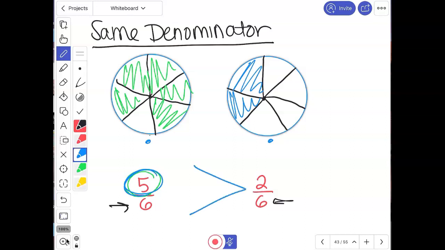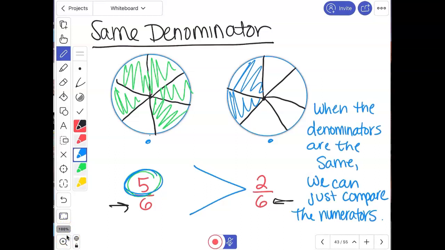So when the denominators are the same, we can just compare the numerators. I want you to pause now and copy that down before I move on to the next slide. So you're pausing and copying that down.